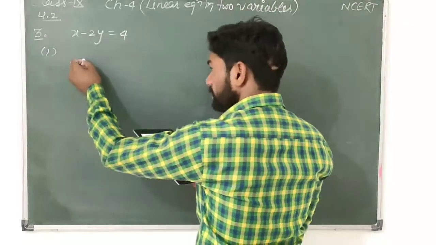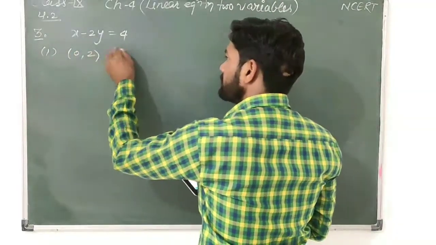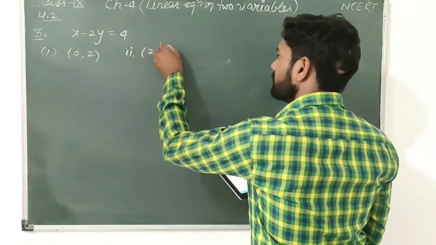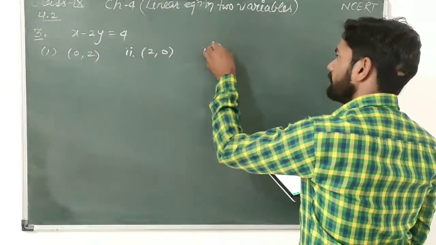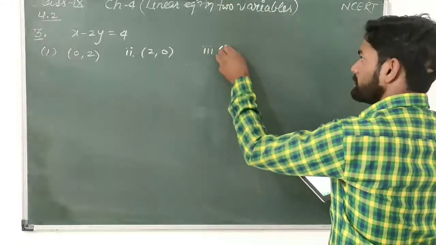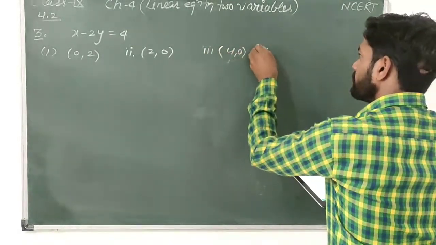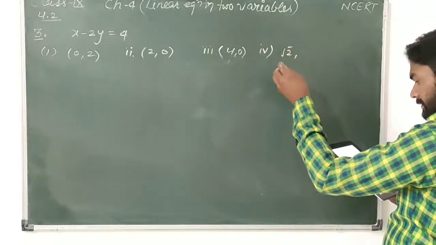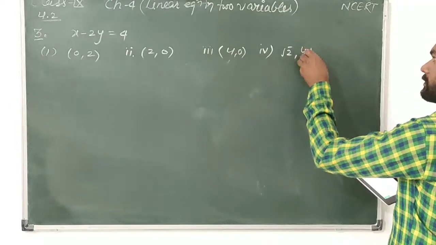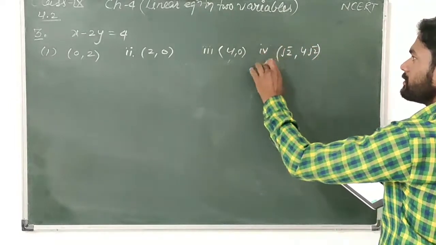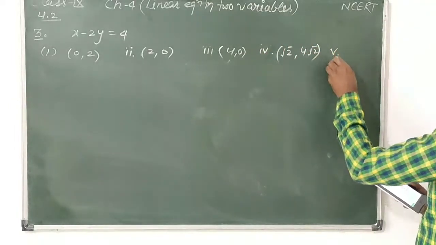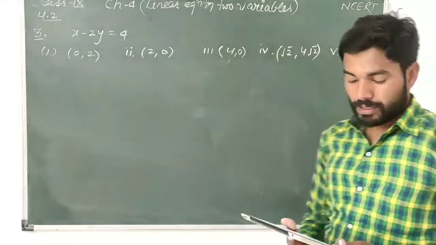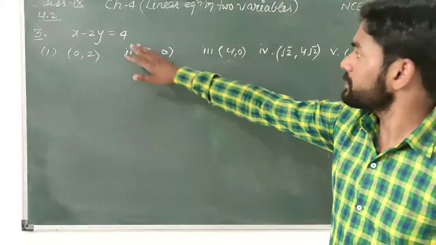First is 0, 2. Second is 2, 0. Third is 4, 0. Fourth is root 2, 4 root 2. And fifth is 1, 1. So there are a total of 5 parts of this question.